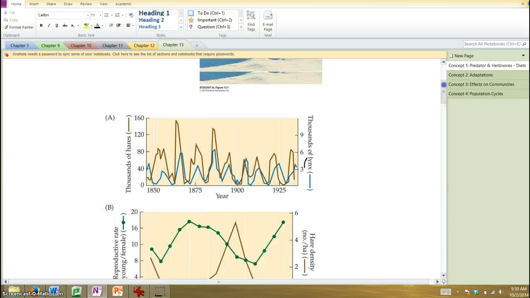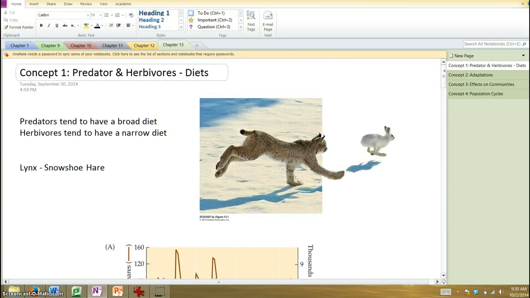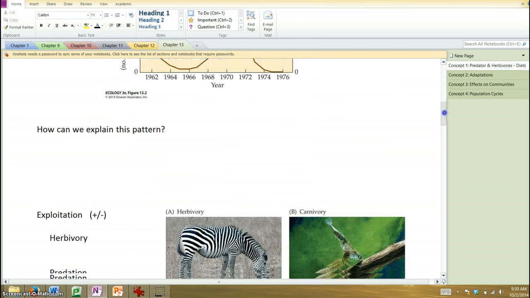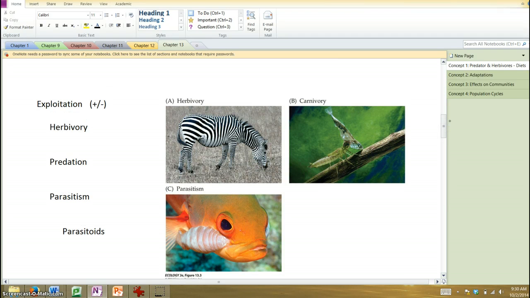Okay, now let's talk about chapter 13. Let's begin chapter 13 talking about predators and herbivores, organisms that eat something else. They have what you would call an exploitation type relationship. One species is benefiting and exploiting the other.